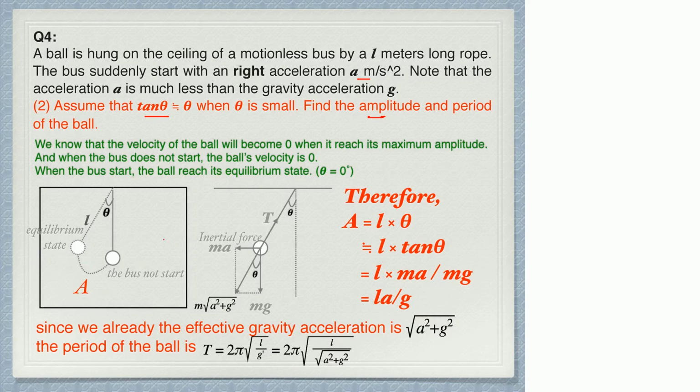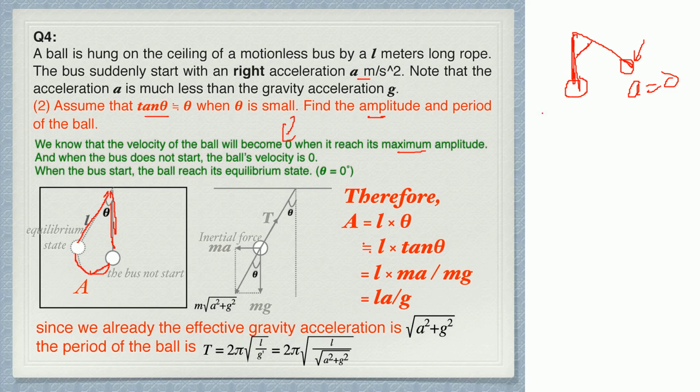Now we know that the velocity of the ball will be 0 when it reaches its maximum amplitude. That means here, this is the maximum amplitude, the velocity will be 0. So when the bus starts, the ball reaches its equilibrium position, that is theta equal to 0. This theta is 0, this position. This is before the bus has started, and this is the equilibrium state.